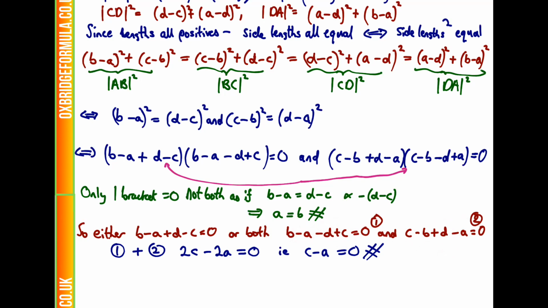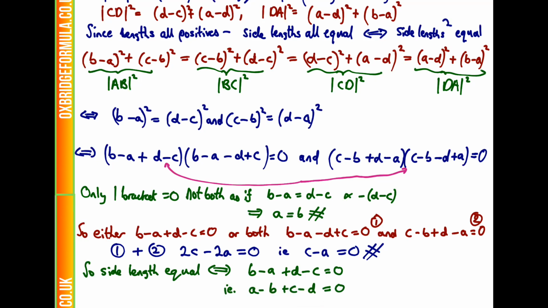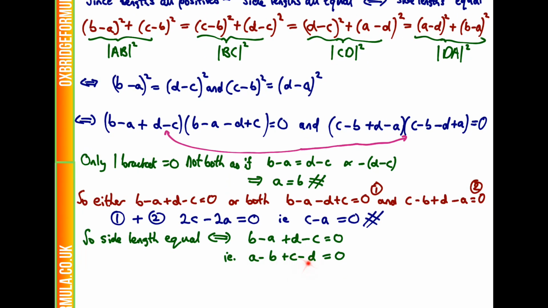So the side lengths are equal if and only if B minus A plus D minus C is equal to 0. And therefore, rearranging this gives us exactly A minus B plus C minus D is equal to 0. So our answer is D.